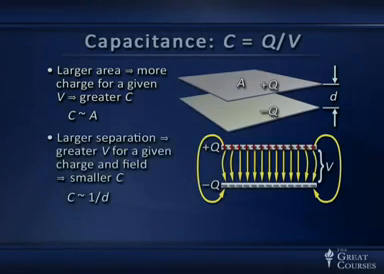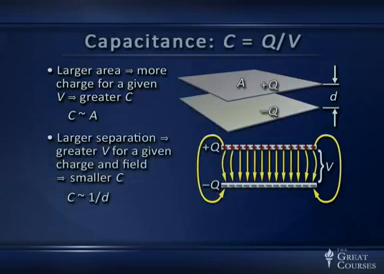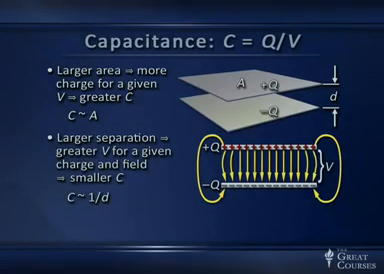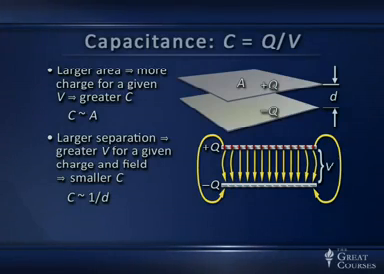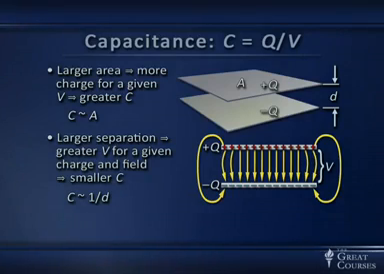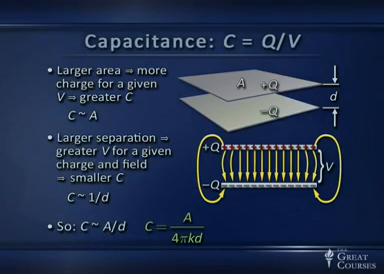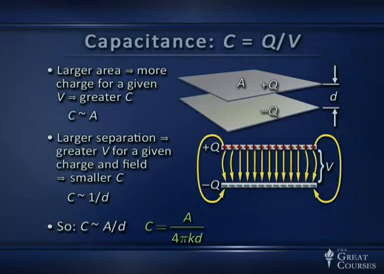On the other hand, if you separate these plates farther, for a given charge, you get a greater voltage, because if you separate the plates, the electric field stays essentially the same for a given charge, but now it's over a bigger distance, so the voltage is bigger, and so the capacitance Q over V goes down. And so the capacitance ought to be inversely proportional to that separation distance.